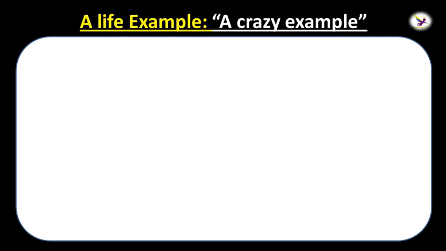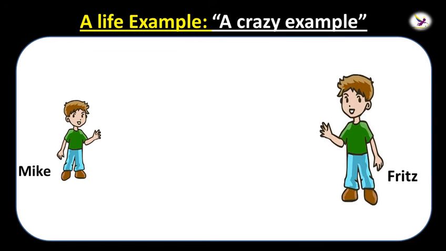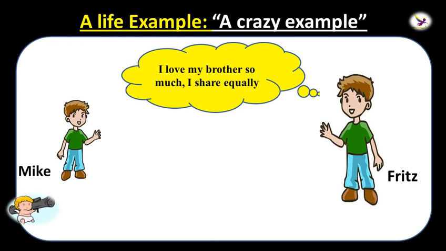Okay. Let's look at a very crazy example that happens in our family with our friends all the time. We have 2 brothers, Mike and Fritz. Fritz the elder brother, and here let's hear what Fritz says. He says, I love my brother so much that I share equally with him everything that I have. Let's see how true this statement is. Now he's going to share bread with his brother. Let's see how he shares it.